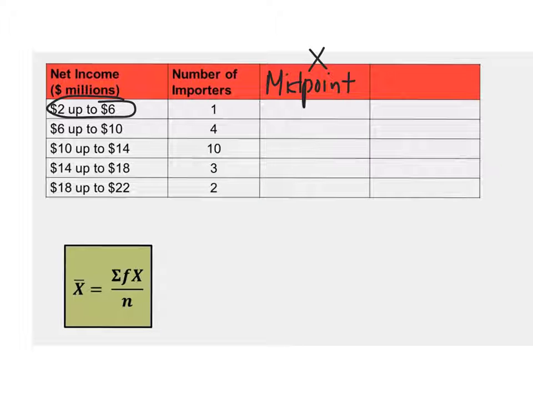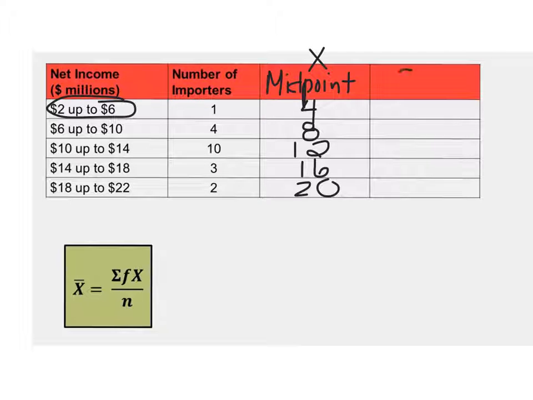So we add 2 and 6 and divide by 2, which gives us 4. 6 up to 10 would give us a midpoint of 8. 10 up to 14 would be 12. 14 up to 18 would be 16, and 18 up to 22 would be 20.